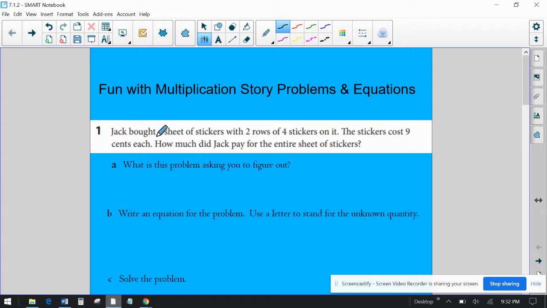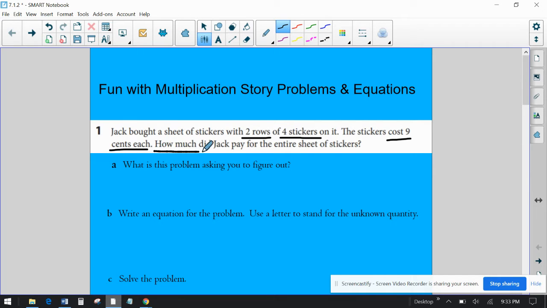So it says Jack bought a sheet of stickers with 2 rows of 4 stickers on it. So right now I already know that this may be part of the math work I'm going to be doing, so I'm going to underline it. It might not. I might cross it off later. We'll see. But I can picture that in my brain right now. 2 rows of 4 stickers in each row. The stickers cost 9 cents each. Okay, so now there's a price on every single sticker. How much did Jack pay for the entire sheet of stickers?